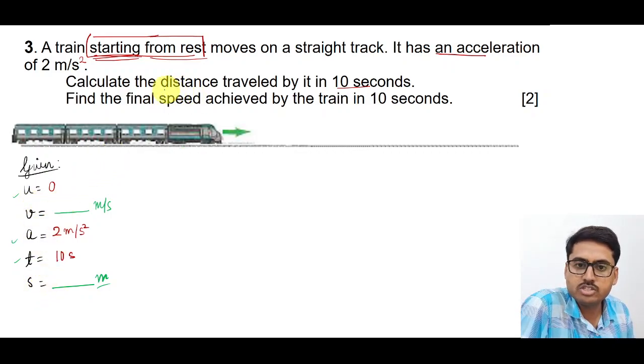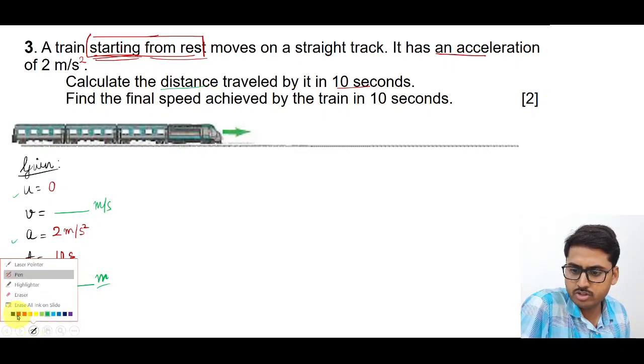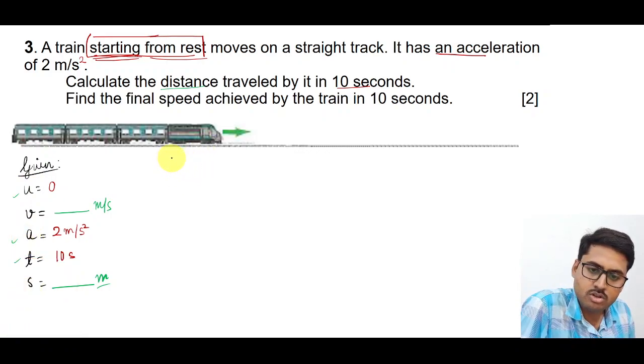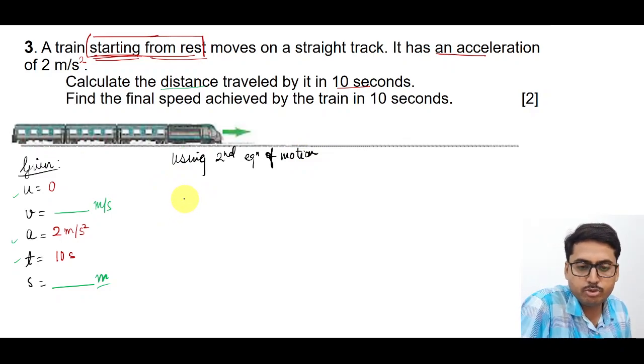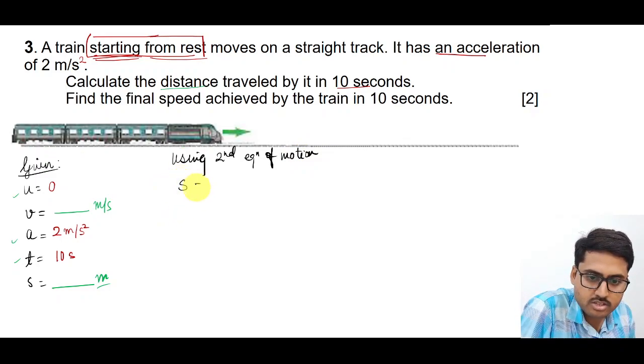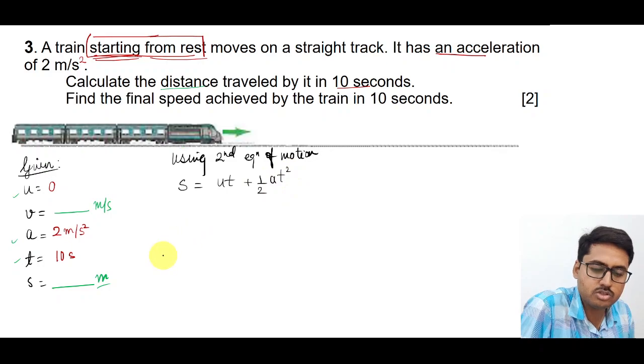The first question says distance. We can start finding. Of course we can use the second equation directly. Why? u, a and t are known to us, so we can start writing the solution using the second equation of motion. Let's write the equation first, okay? Do not jump into putting the values. This is S is equal to ut plus half a t square.